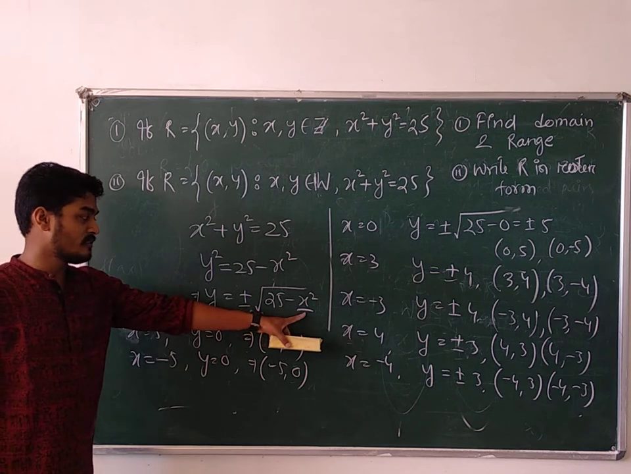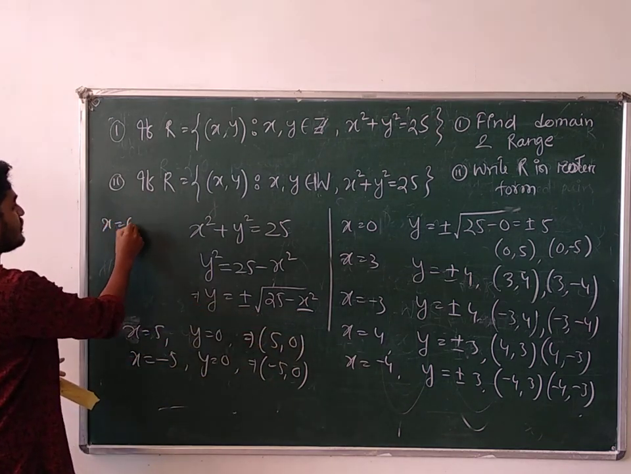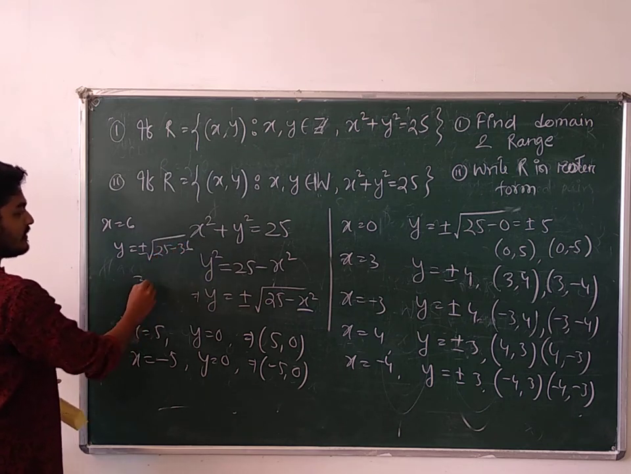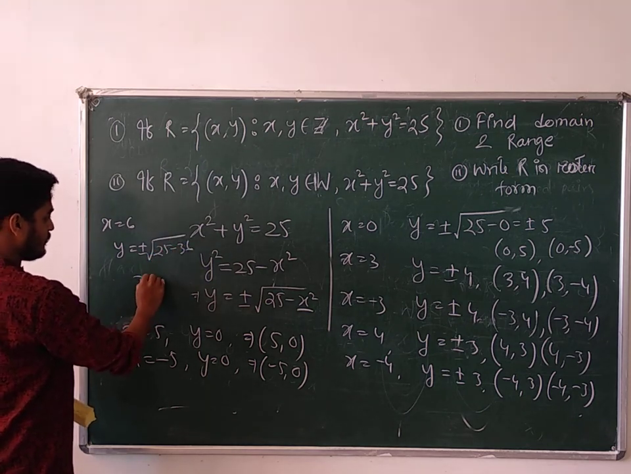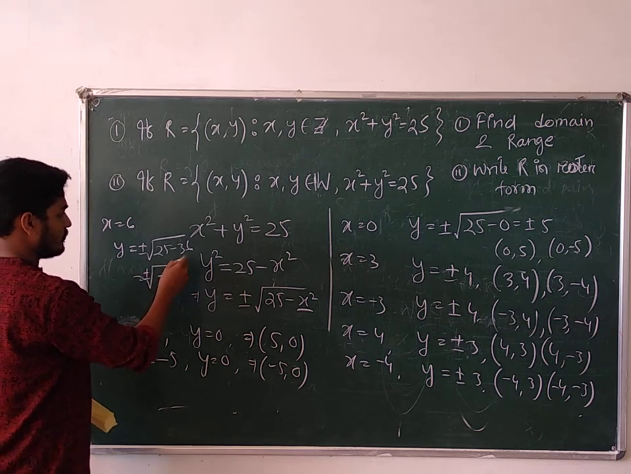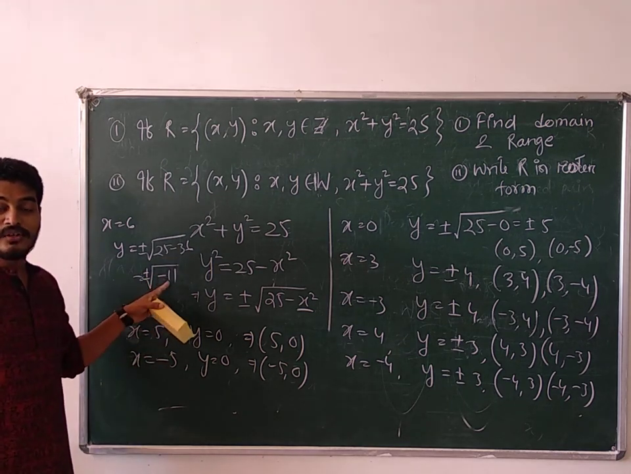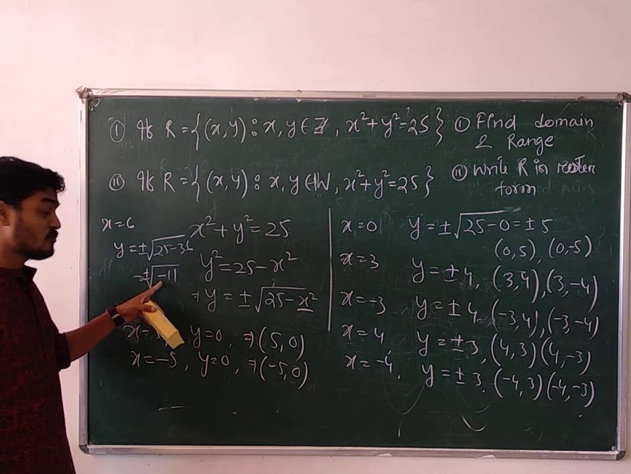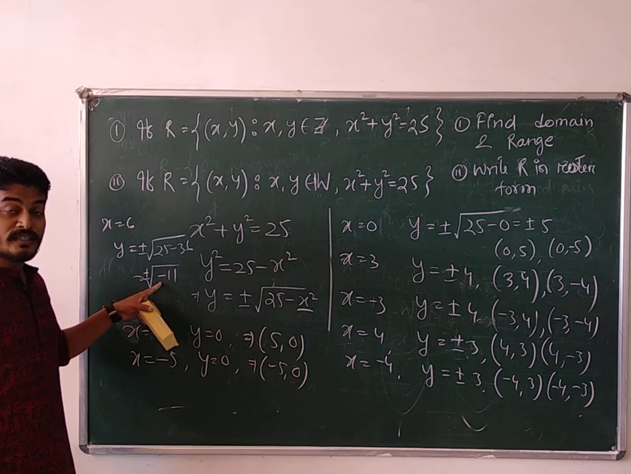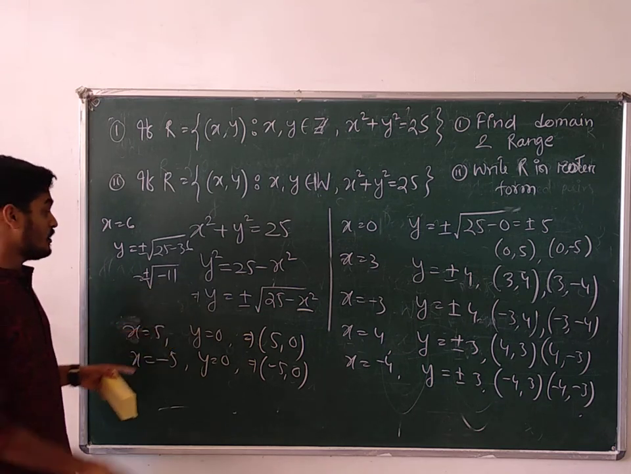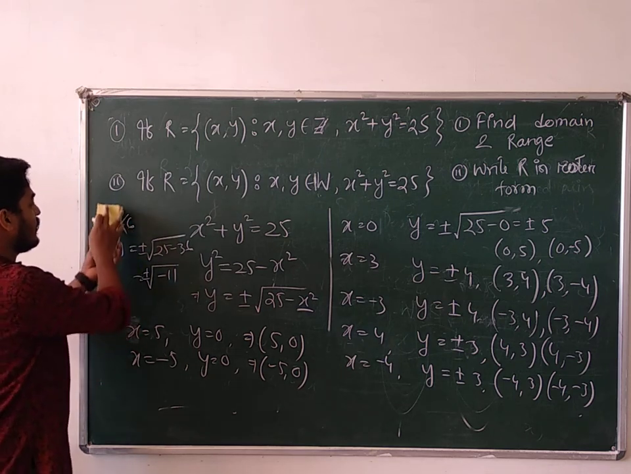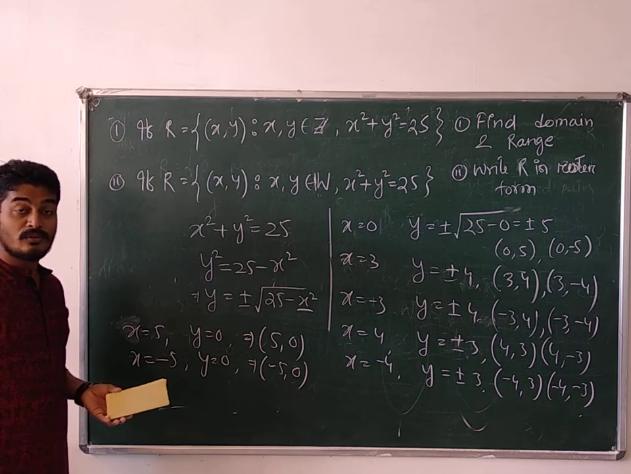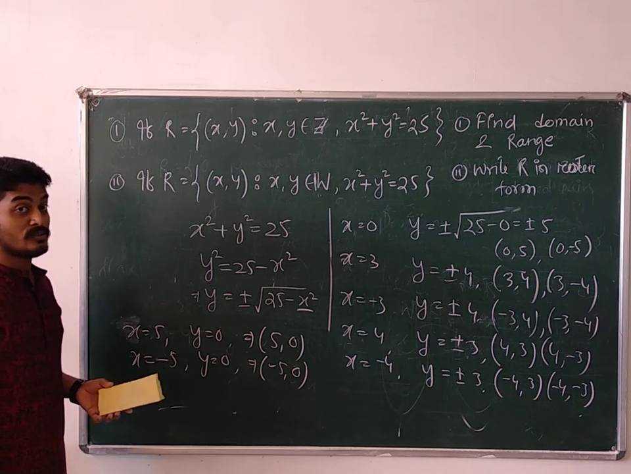For x is equal to 6 you can consider. For x is equal to 6, y is equal to what? Plus minus square root of 25 minus 36. Am I correct? So it will be what? Square root of minus 11. Square root of minus 11 is a real number or complex number? The value of y should be an integer, but we are getting square root of minus 11. If any negative quantity is there under the square root, it is a complex number. That's why you are not supposed to consider x is equal to 6. If x is equal to 6 cannot be considered, then you cannot consider other larger values of x also.